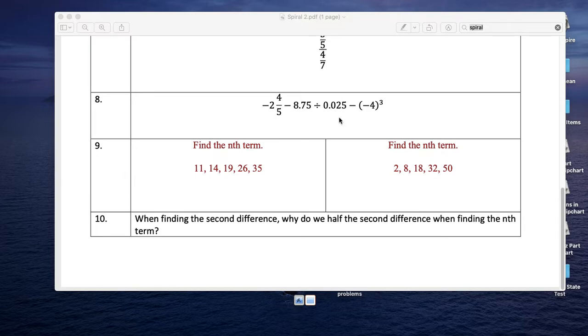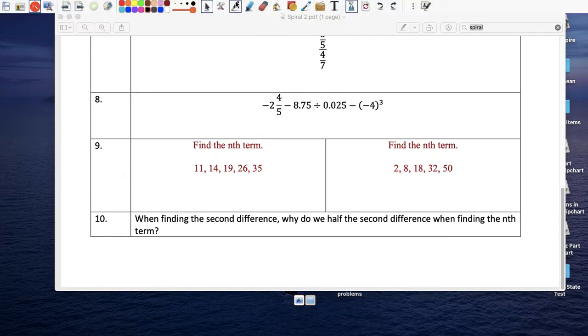Number 8. Negative 4/5 minus 8.75 divided by 0.025. Oh, yeah, okay. So I'm going to change this to a decimal. That's negative 0.8. Minus, I'm going to divide these two. Is there an easier way to divide these two?